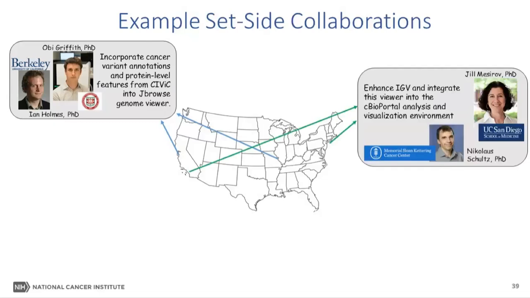The second example I'll provide is between 2 of our U24 Sustainment grantees that include Jill Meseroff's group, who supports the Integrative Genomics Viewer, and Nicholas Schultz's group at MSK, who supports CBioPortal. And through this set-aside collaboration, the IGV is being enhanced to be integrated into the CBioPortal analysis and visualization environment. And this has involved technical changes to both the IGV and CBioPortal to enable this integration.